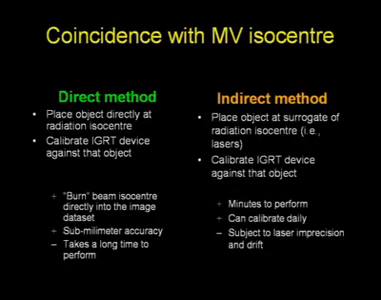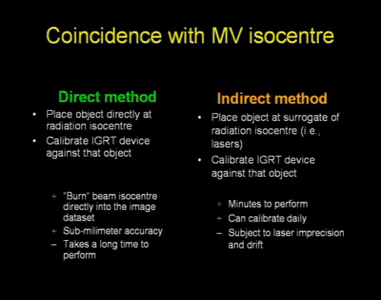So with an overview of the literature, we can find that there are two basic methods to ensure coincidence of the image isocenter with the radiation MV isocenter. There is the direct method and the indirect method. In the direct method, the user places an object directly at the radiation isocenter and takes some careful time and manipulation to do that. And once an object is clearly aligned with the radiation isocenter, one can calibrate the image guidance system against that object directly.